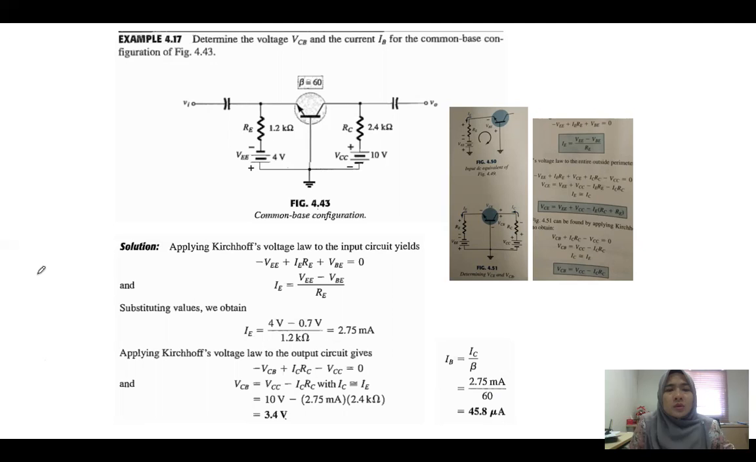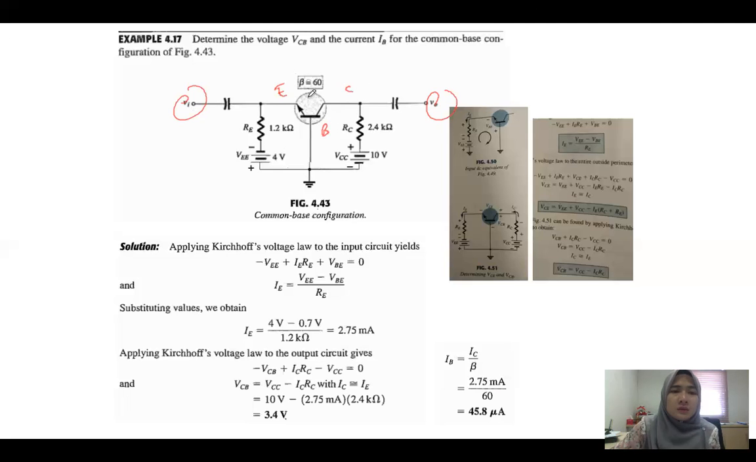Okay, so first, the steps are actually already shown in the previous slide. The first step is applying Kirchhoff voltage law to the input circuit. This is the input, this is the V in, this is the out. This is the ammeter, this is the collector, this is the base.